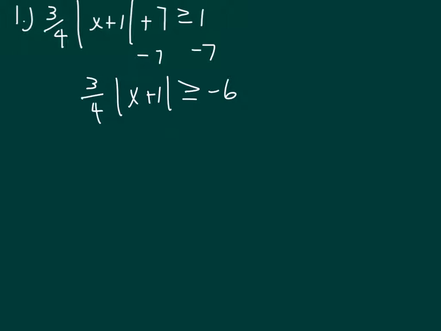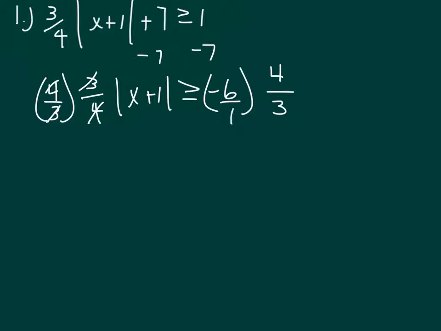Okay, so we want to get rid of this fraction, and so we're going to multiply by 4, and then we'll be left with the 3. So if we multiply this whole thing by 4/3, recognize over here if we multiply that by 4/3, the 4 divides out, the 3 divides out. So we'll do the same thing over here. On the right side, the 3 divides out with the -6, leaving us a -2. And so we end up with the absolute value of x plus 1 is greater than or equal to -8.